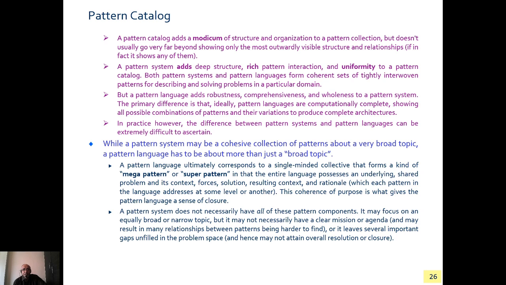Uniformity to a pattern catalog. Very, very important. Deep structure, rich pattern interaction, uniformity to pattern catalog. Because there could be a mega pattern or super pattern, in that entire language processes and the shared problems and its context. The resulting context rationale is being clubbed up. This coherence of the purpose is for having a mega pattern or super pattern which covers all, right?